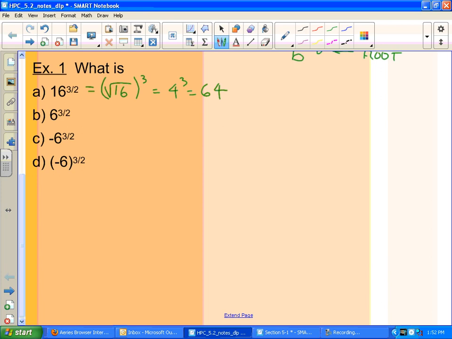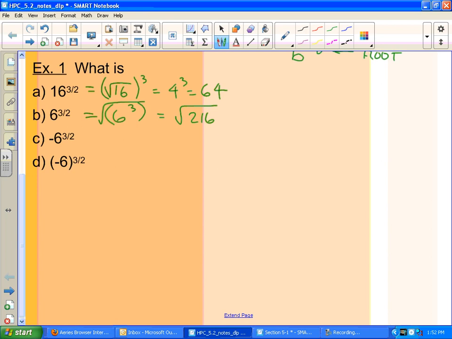Now, here's how you tell. If the base number happens to be a perfect root of whatever the denominator value of your exponent is, then you can do the root part first. So, for example, if that was 9 to the 3/2, I would take the square root of 9 and then raise it to the third. But 6 is not a perfect square. So I don't have to worry about doing the root first. We're going to do the power first. So we're going to do 6 to the third, and that whole thing we will square root. And that's the square root of 216.